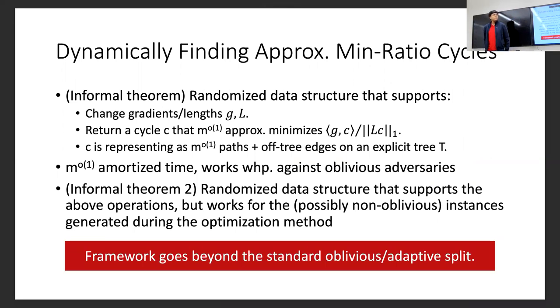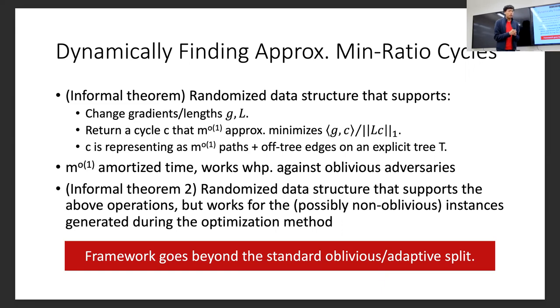So what's the issue that you're dealing with? So the data structure is randomized. And what we're able to show is that if the data structure problem is just like, imagine G and L change, and how they change is oblivious to our outputs, our data structure works for that setting. However, that's not the setting you need to implement because, okay.